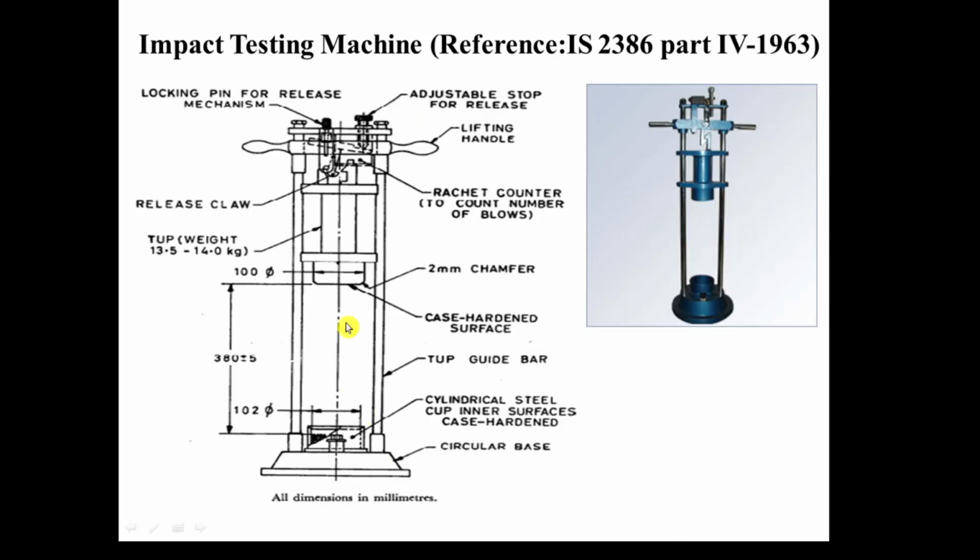This is the impact testing machine. This is the locking pin for release. Here we have the adjustable stop for the release. This is the lifting handle. This is the circular base. Here this is the cylindrical steel cup inner surface which is case hardened. Then the free fall from the case hardened surface is 380 plus or minus 5 mm. Here we have the release claw.